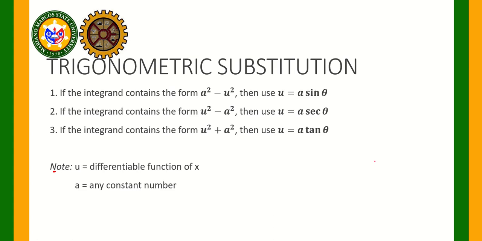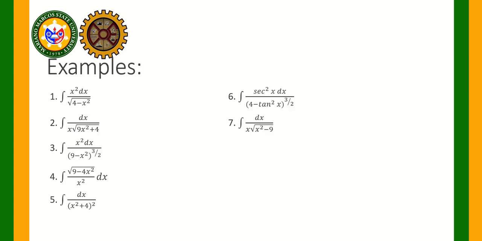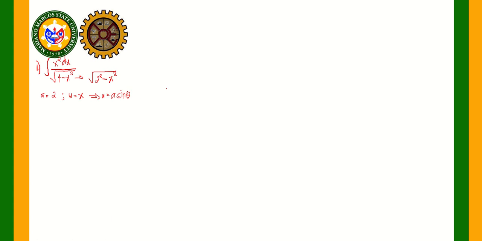So, yan. Ito. We have a squared minus u squared. So, gagamitin natin si a sine theta. Since u is equal to x, then this will be equal to what is a? That will be 2. 2 sine theta. So, ito ngayon yung isubstitute natin sa lahat ng x dito sa integrand. Okay. So, we try to replace si x by this one. 2 sine theta quantity squared.